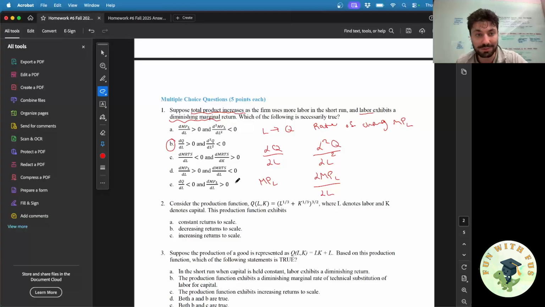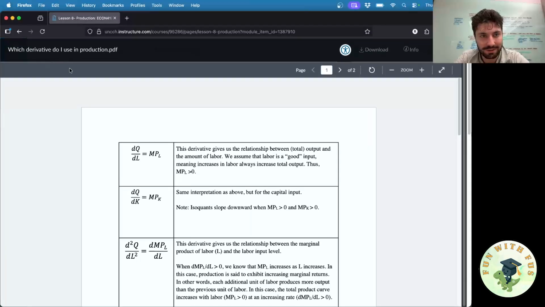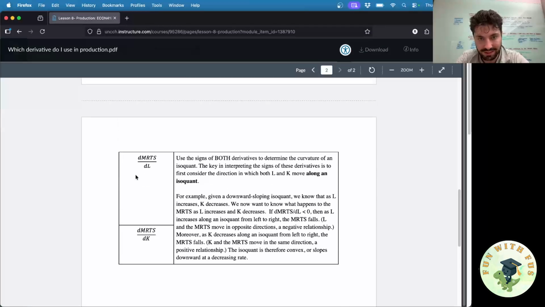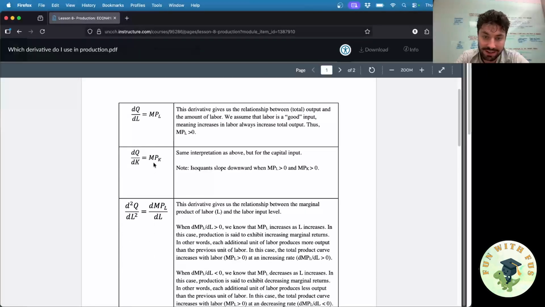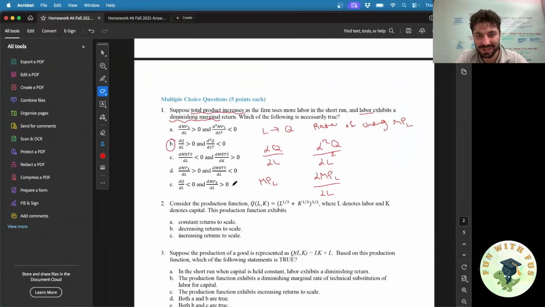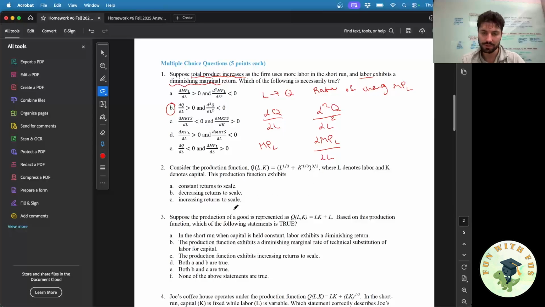And there's also a help sheet that I'll just throw in now. It is on which derivative do I use? So I'll reference this particularly on the curvature piece as well. But I think we got these definitions pretty locked in. I don't think it should be that tricky. And hopefully that question should be pretty easy for you too.